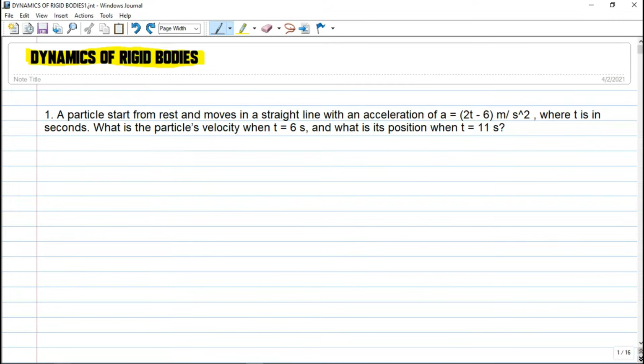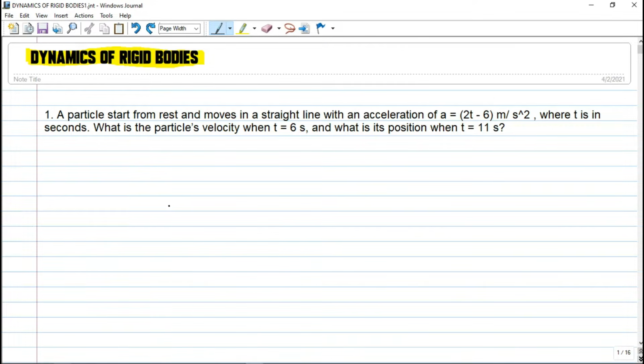So in this first problem, a particle starts from rest and moves in a straight line with an acceleration of a is equal to quantity 2t minus 6 meter per second squared, where t is in seconds, so that is time. What is the particle's velocity when t is equal to 6 seconds, and what is its position when t is equal to 11 seconds? So basically, the required here guys are two. The instantaneous velocity, this is the velocity at time equals 6 seconds, so at the instant that time is equal to 6 seconds. And the position of the particle when the time is 11 seconds.